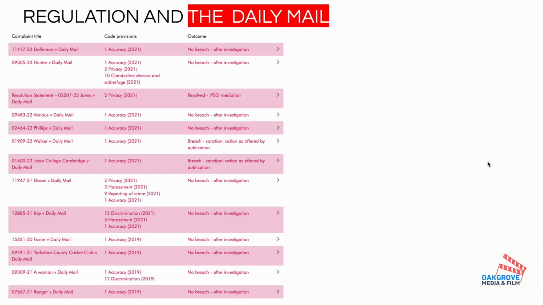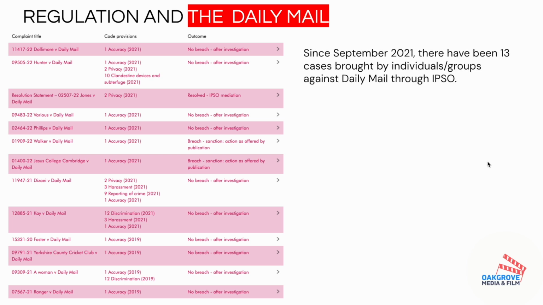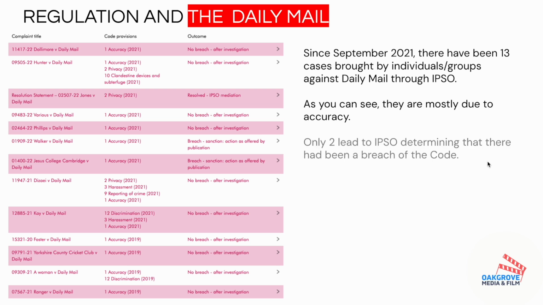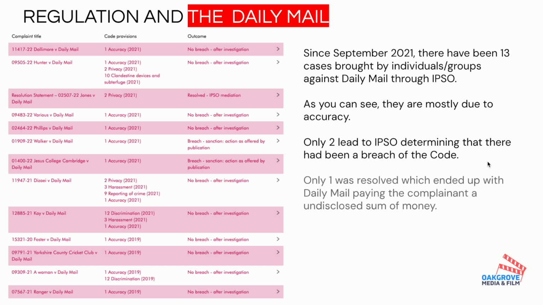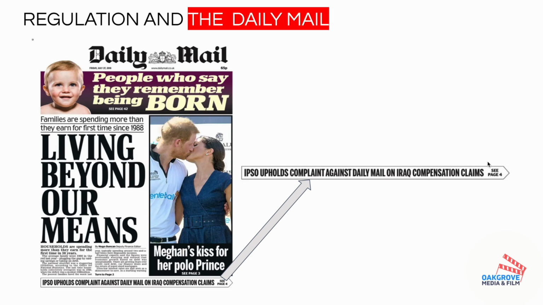Since September 2021, there have been 13 cases brought by individuals and groups against the Daily Mail through IPSO. As you can see, they are mostly due to accuracy. Only 2 led to IPSO determining that there had been a breach of the code, and only 1 was resolved, which ended up with the Daily Mail paying the complainant an undisclosed sum of money. So, what happens when they are found in breach? Apologies and corrections are usually printed in a box on page 2 of the paper, but there are sometimes exceptions.